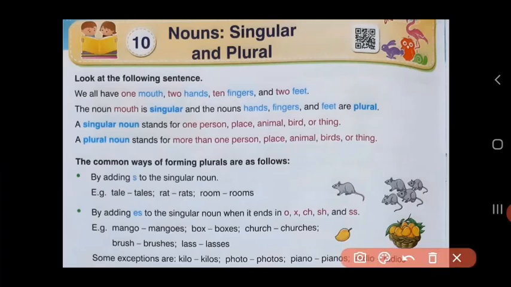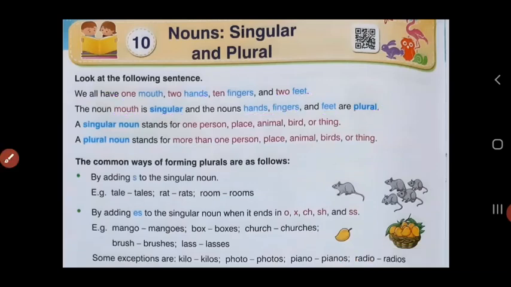Let us read the following sentences. We all have one mouth, two hands, 10 fingers and 2 feet. Now the noun mouth. There is one mouth. So one means singular. So mouth is singular. But if you look at hands, fingers and feet, they are all more than one. So all these three nouns become plural.